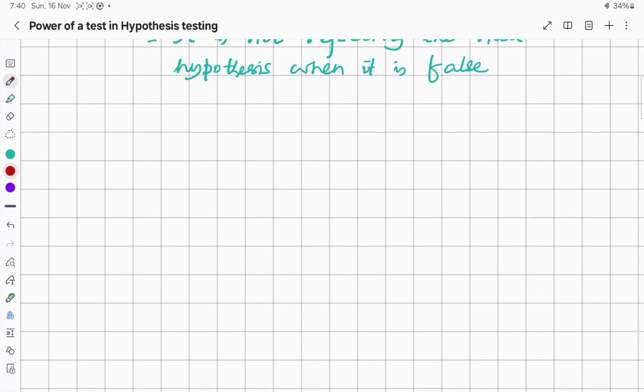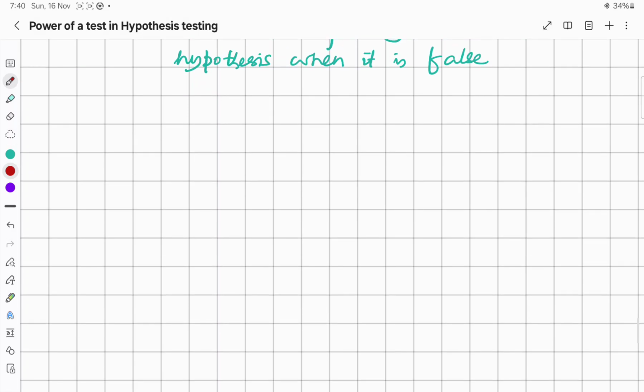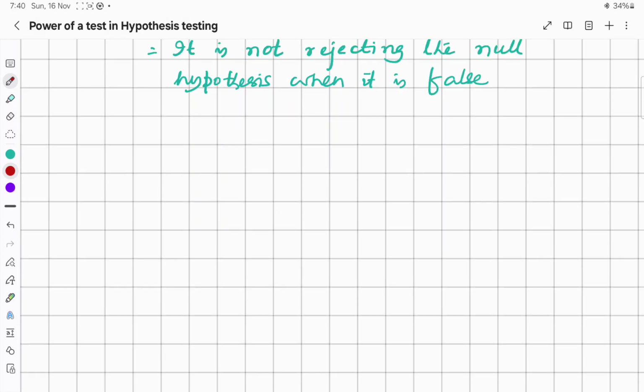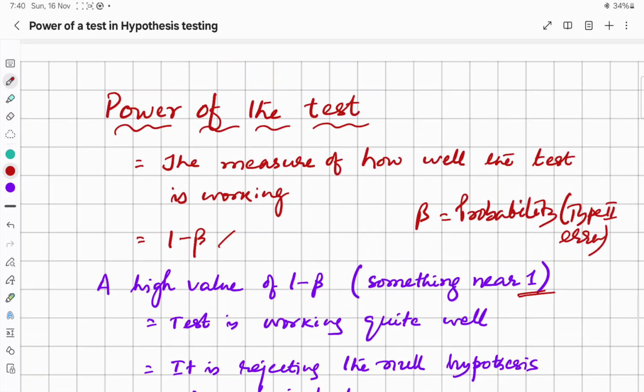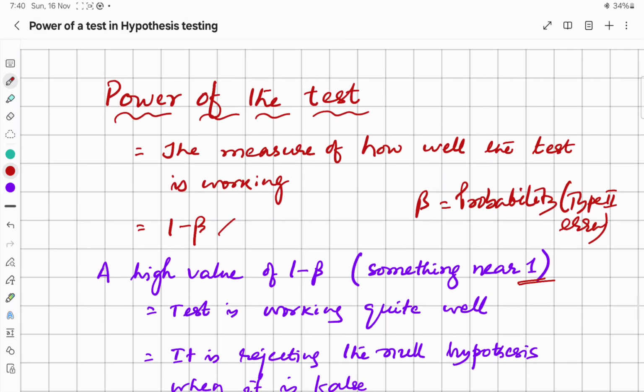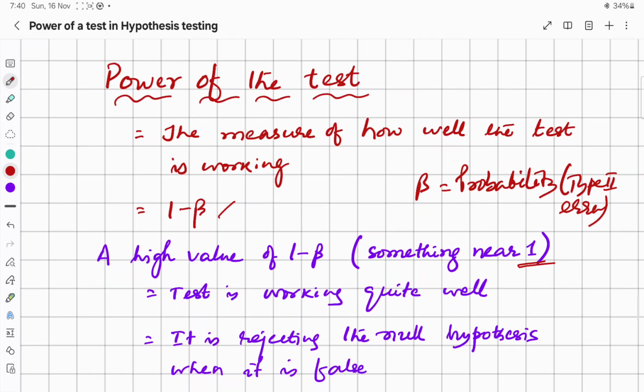And if we plot the values of 1 minus beta for each value of the mean for which the alternate hypothesis is true, the resulting curve is known as a power curve. And from the power of the test, we can measure how well the test is actually working.